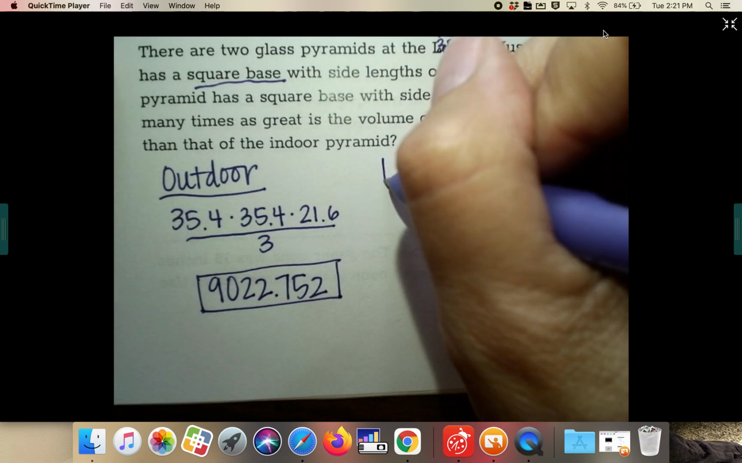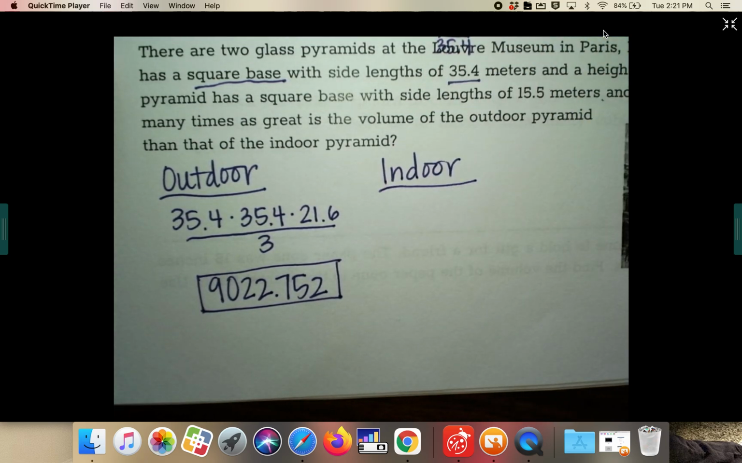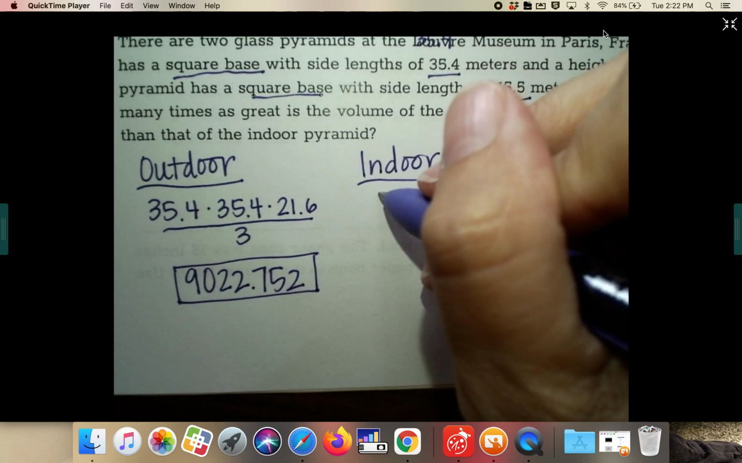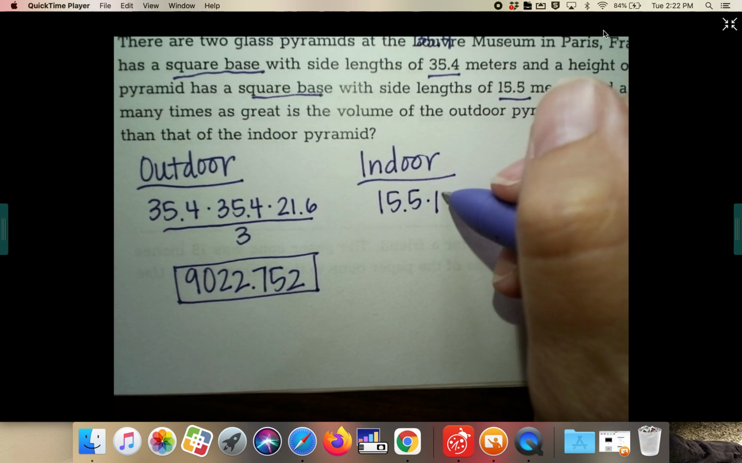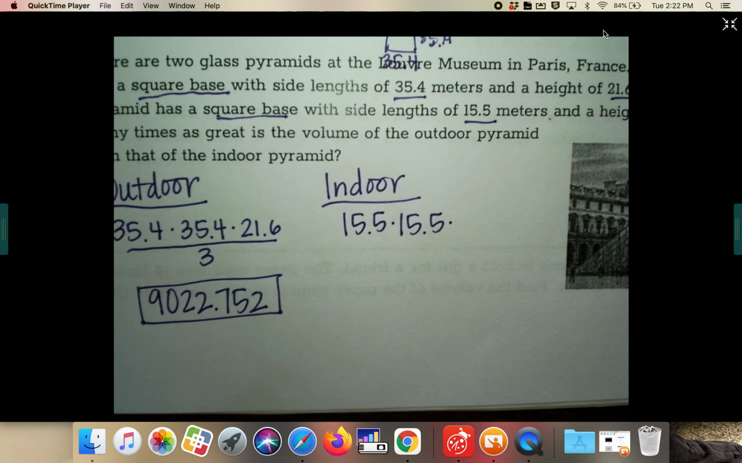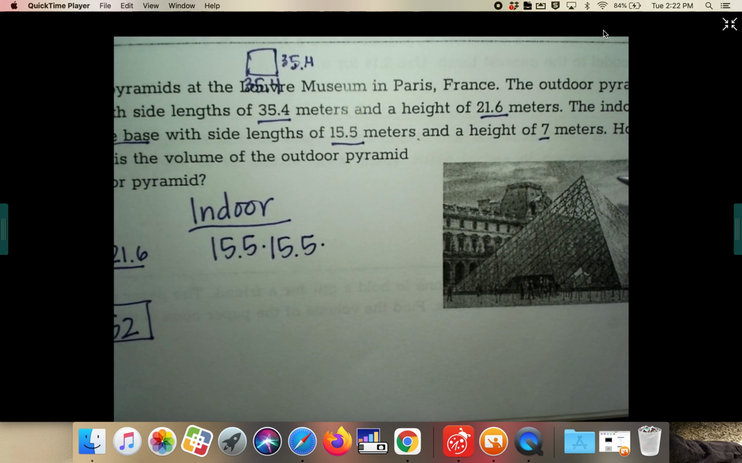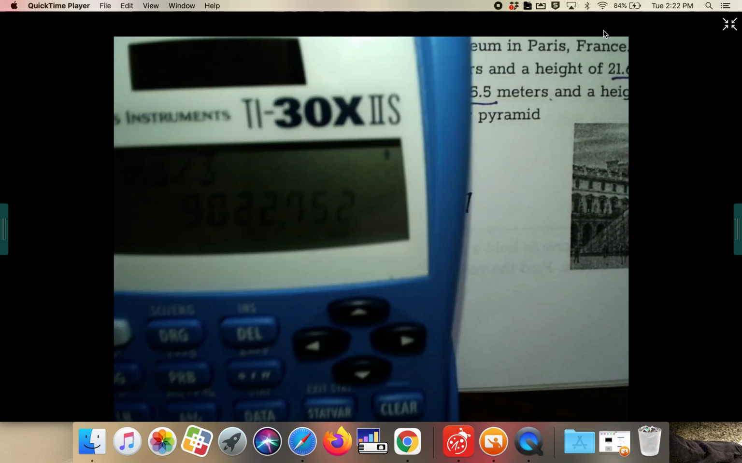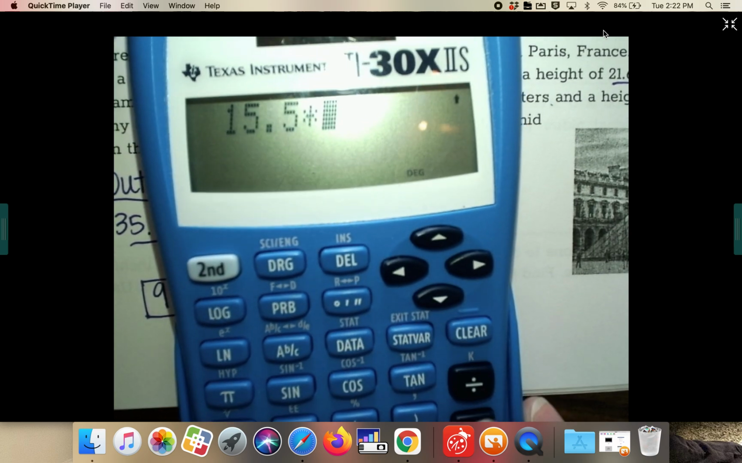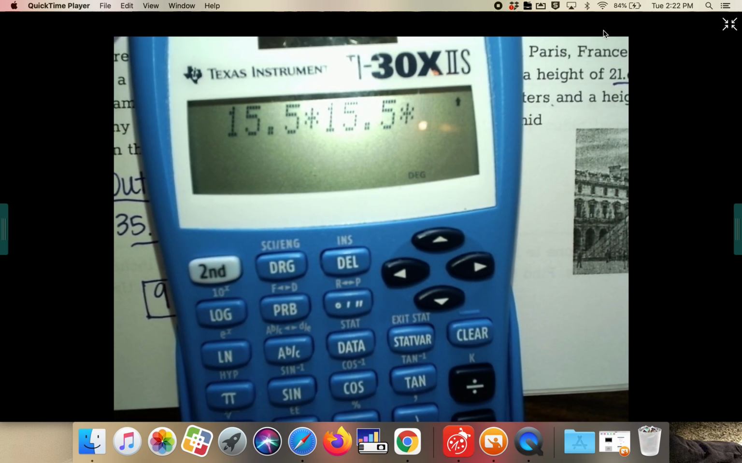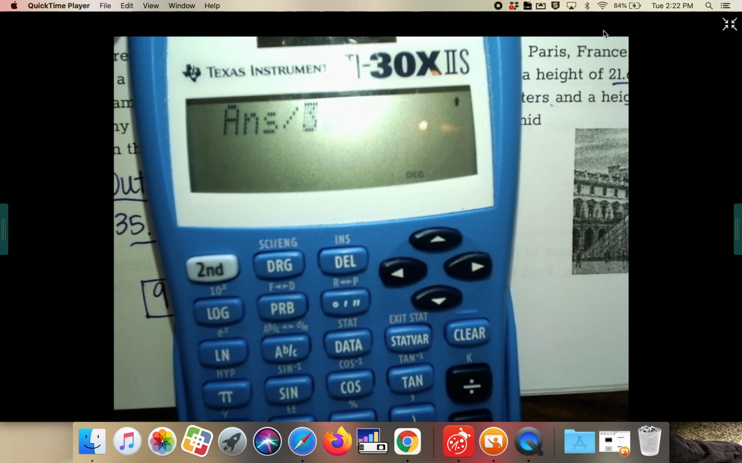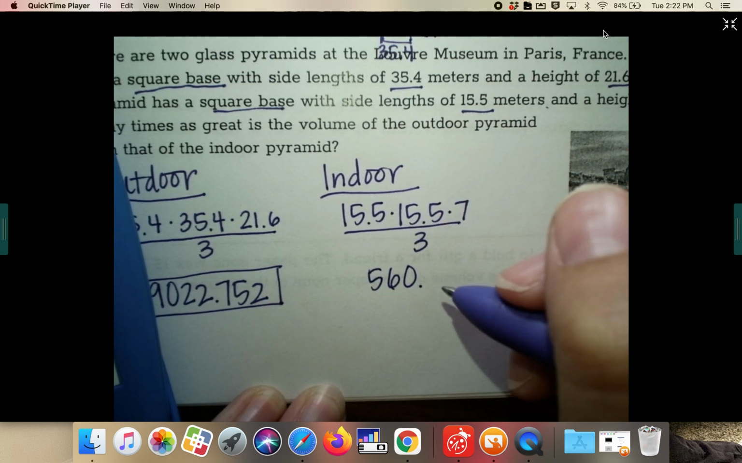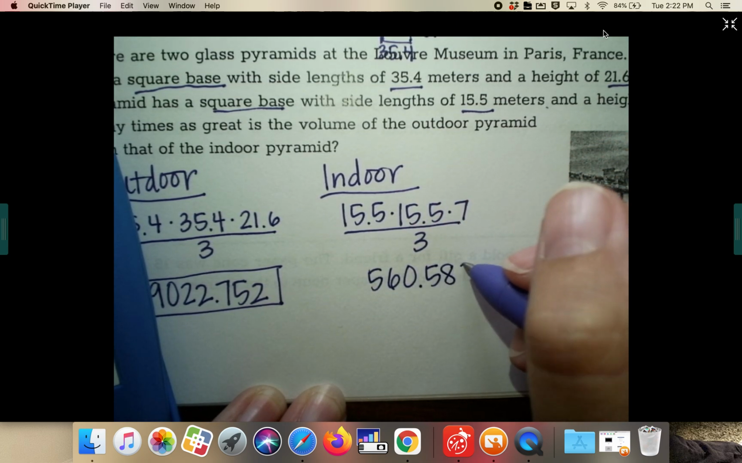Okay, let's find the indoor volume now. Indoor is also a square base, so it has side lengths of 15.5. So that is going to be 15.5 times 15.5 times the height. It tells us the height is 7 meters. And then the whole thing divided by 3. So let's put that in our calculator. 15.5 times 15.5 times 7, divided by 3, equals 560.583.